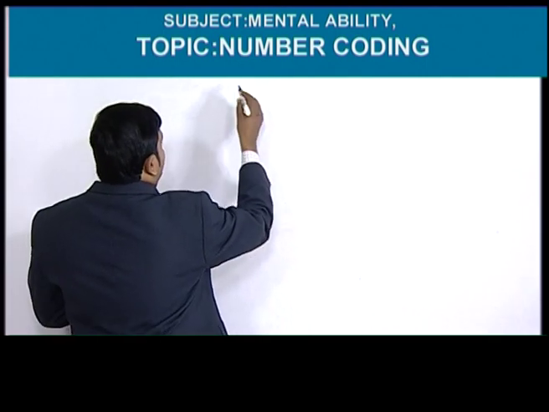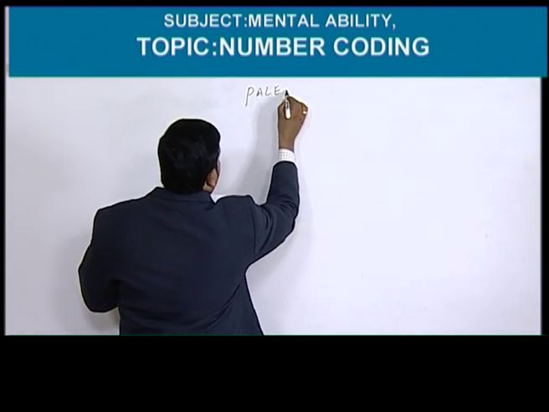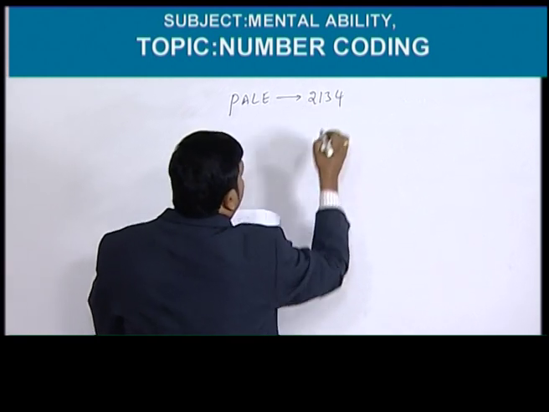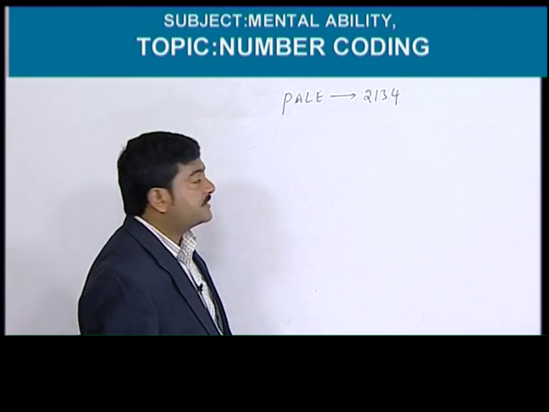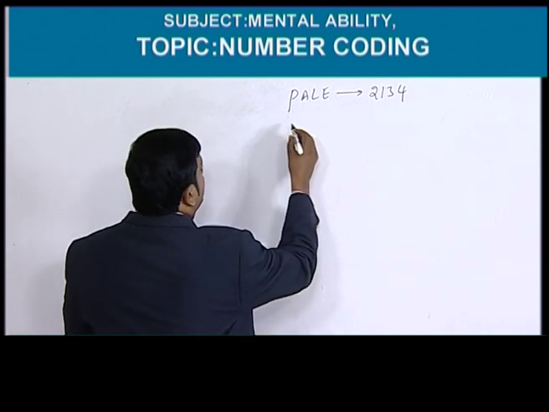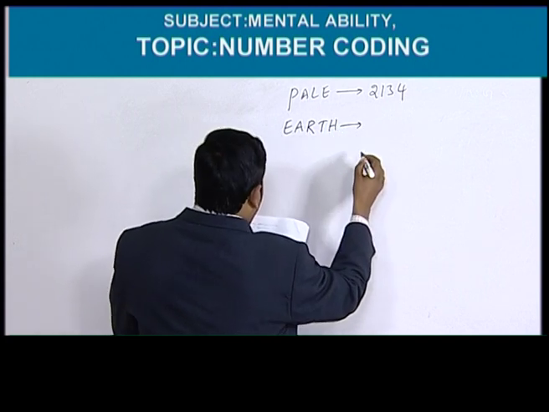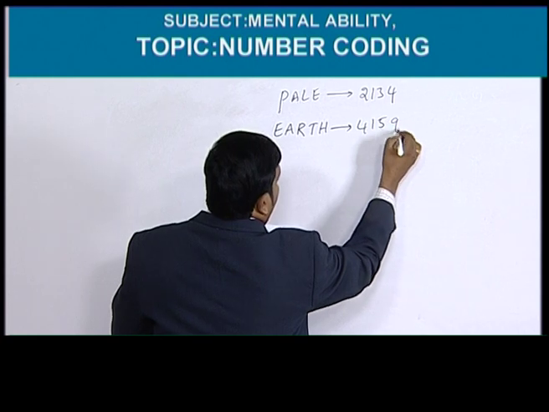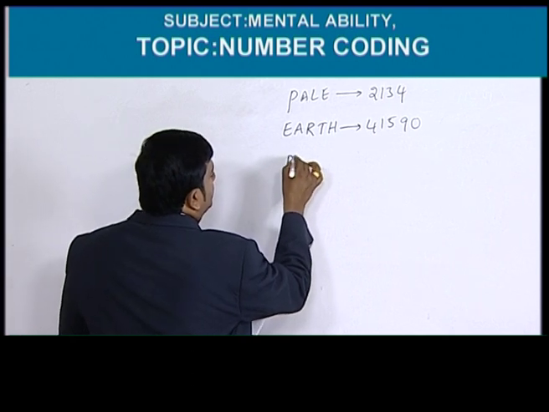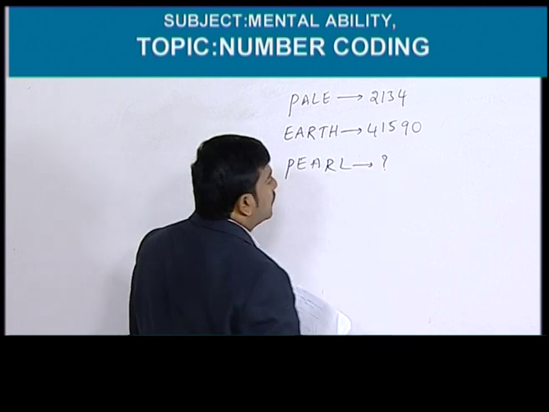First one is, for example, in a certain code language PALE is written as 2134. I repeat, in a certain code language PALE is written as 2134. Similarly, in the same language EARTH can be written as 41509. Then what is the code for the word PEARL? He asked to find the code for the word PEARL.